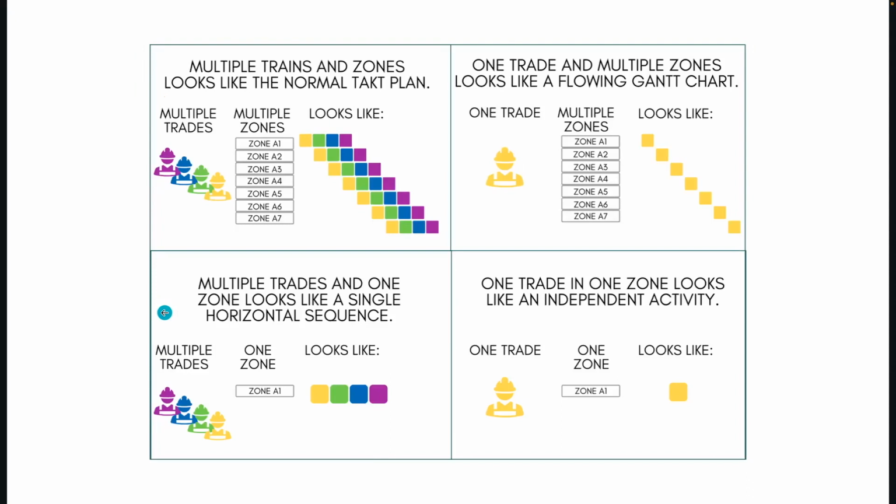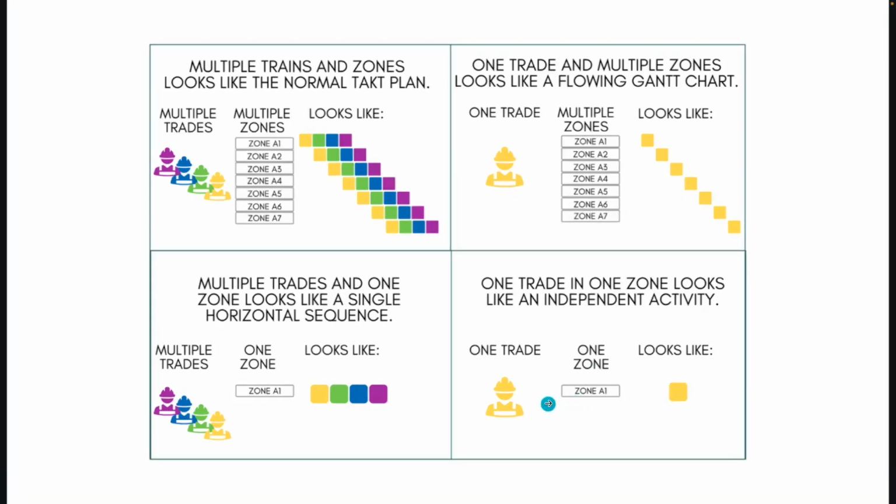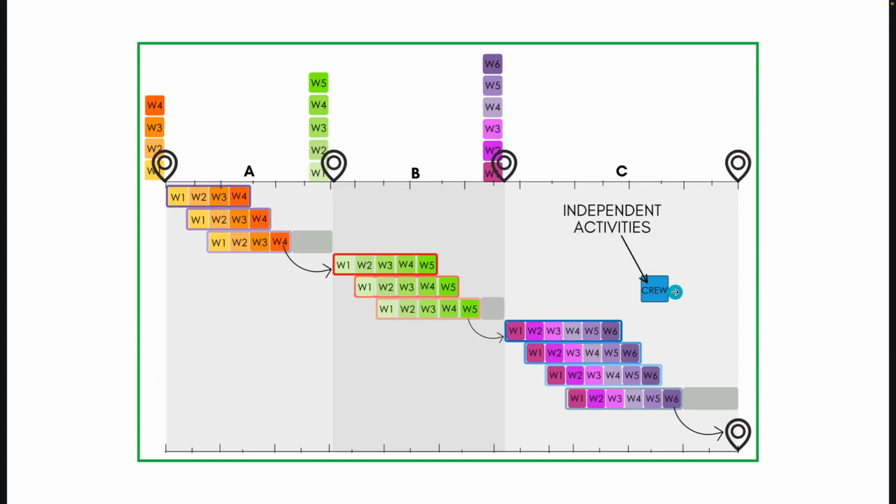Going back to this image, it's just a different version of these multiples, right? Again, this normal phase is multiple trades and zones. A cascaded sequence is simply one trade in multiple zones. A horizontal sequence is simply multiple trades in one zone, and a single one-off independent activity is simply one trade in one zone. It's still in the time by location format. So don't be afraid to add independent activities into your Takt plan.